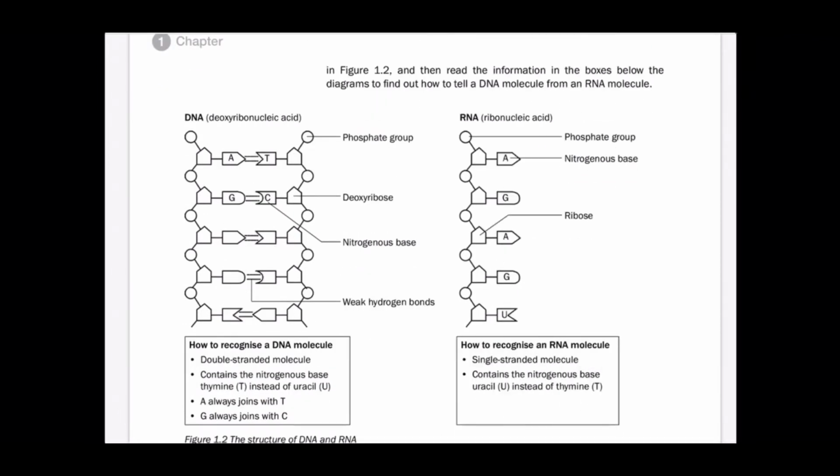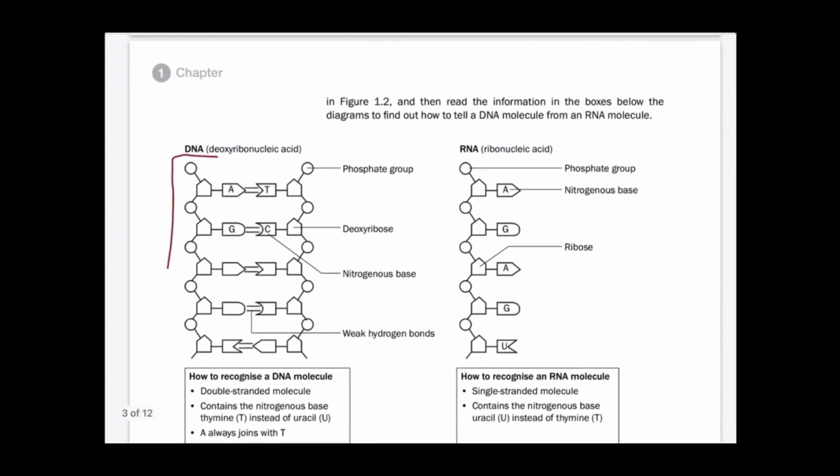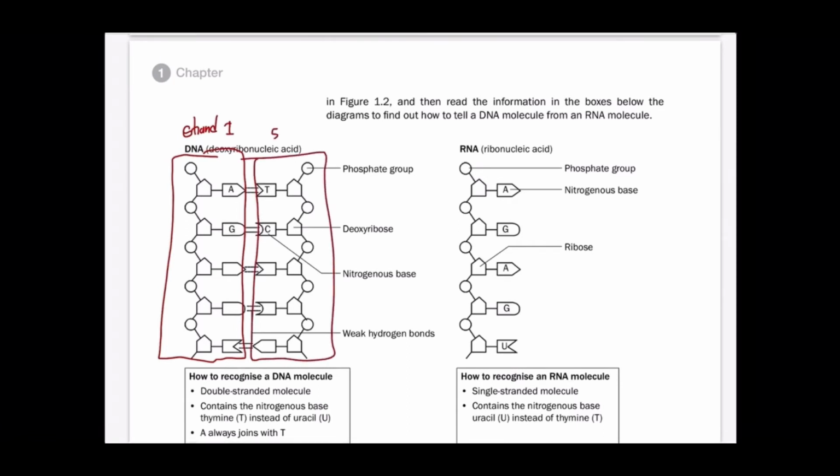So as I've mentioned, DNA is double-stranded and RNA is single-stranded. As you can see from the diagrams here, this is one strand of the DNA, strand 1. And this one is also the second strand of the DNA, strand 2. Hence, we are saying that DNA is double-stranded, and between these two strands you have weak hydrogen bonds.